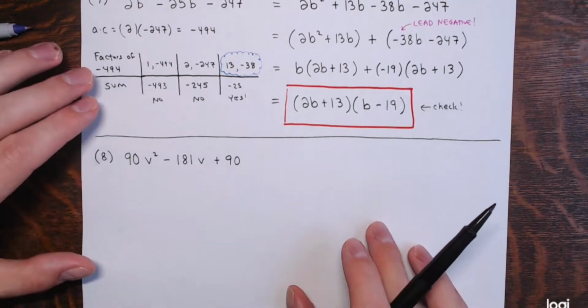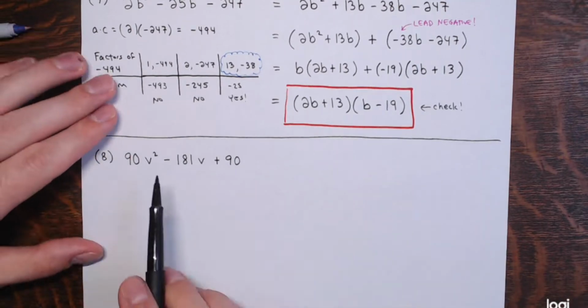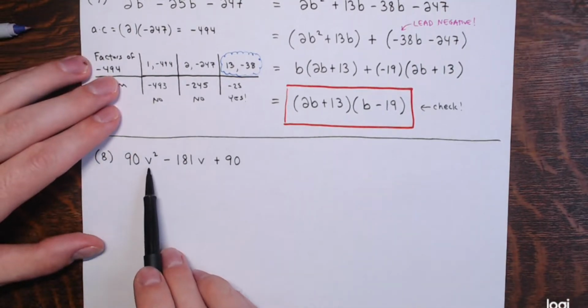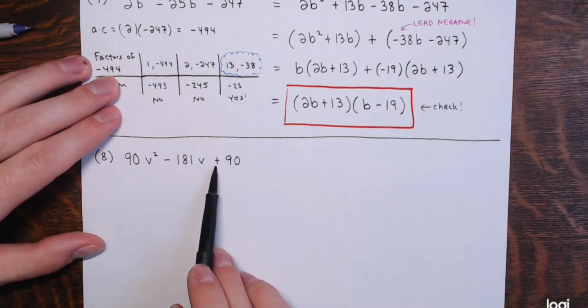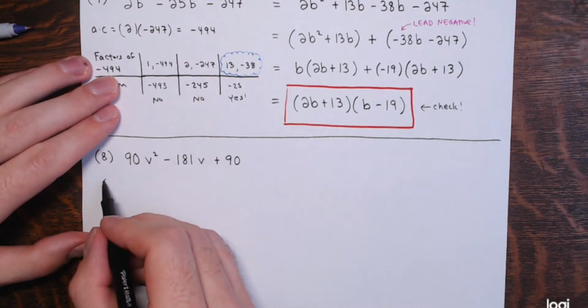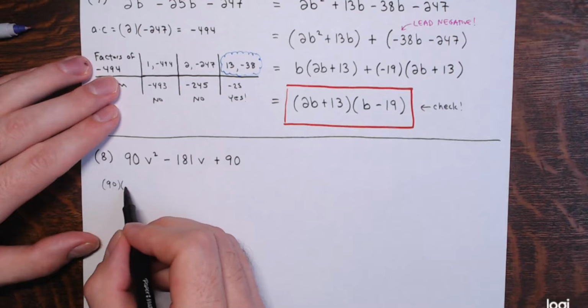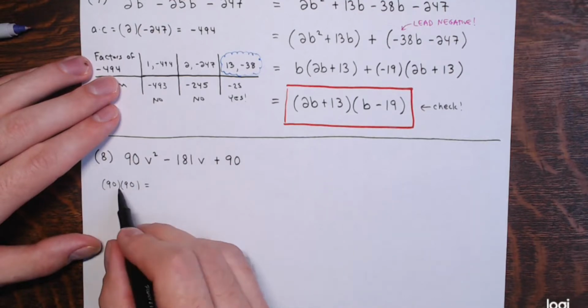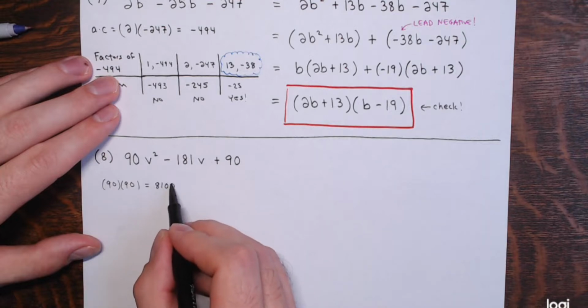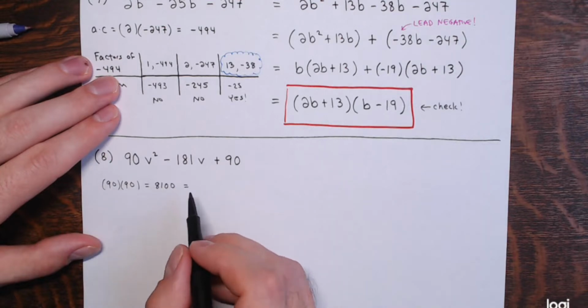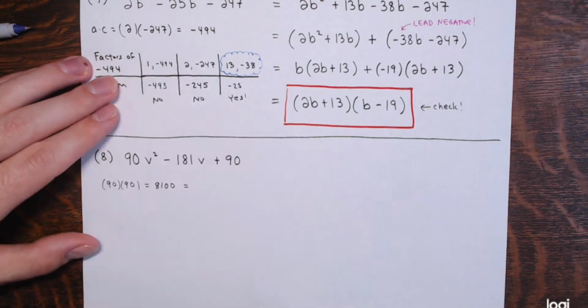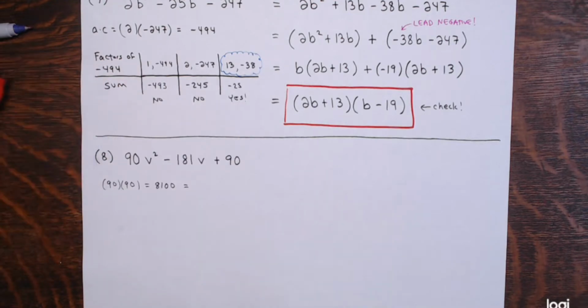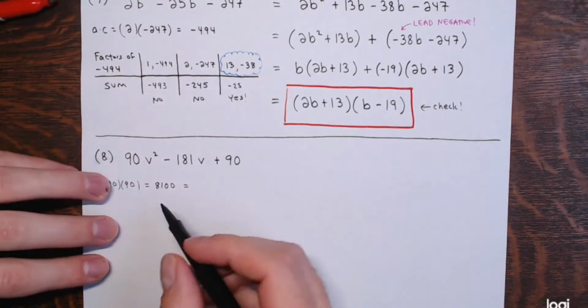All right, here we go again. So 90v squared minus 181v plus 90. All right, so I'm taking the lead coefficient times the constant, right? 90 times 90, that would be 8100. Which, you know what, I'm going to break this up. I know I didn't break that one up because I didn't really know the factors of 247 off the top of my head. But this one isn't so bad.